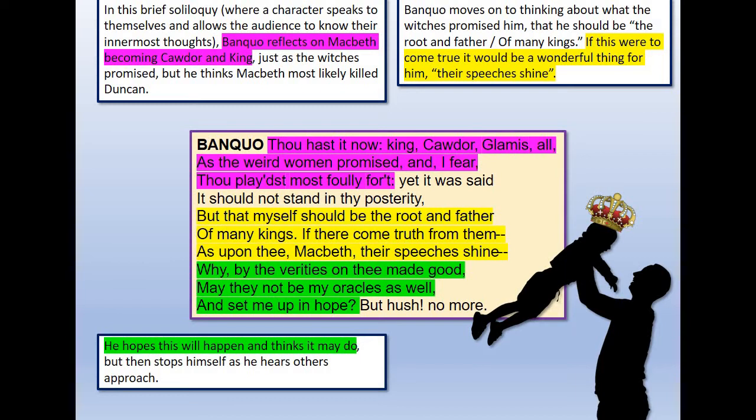So what does that show? The fact that he starts to hope. He doesn't make any plans. He's not thinking about any action. Okay? And as soon as he hears other people, he stops himself. He starts to kind of go, no, need to stop. Don't want to go down that line.